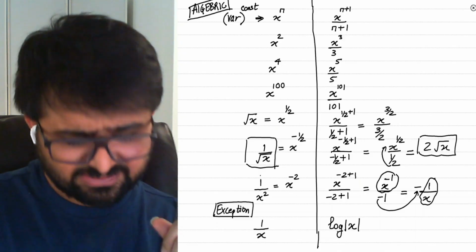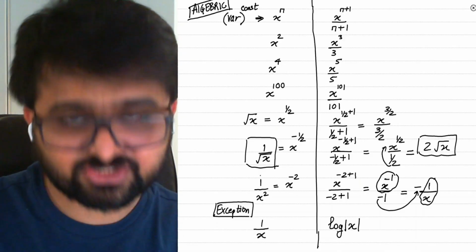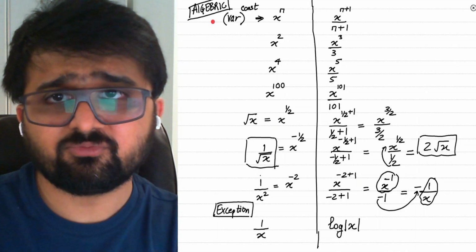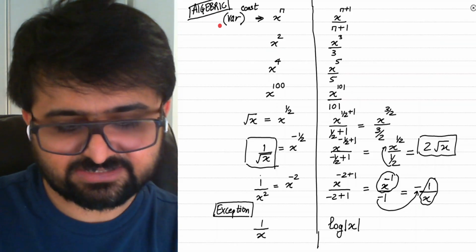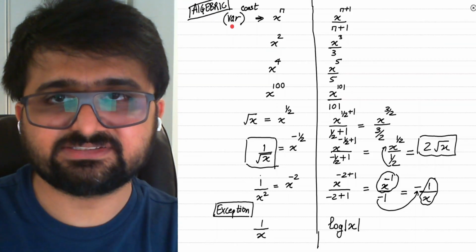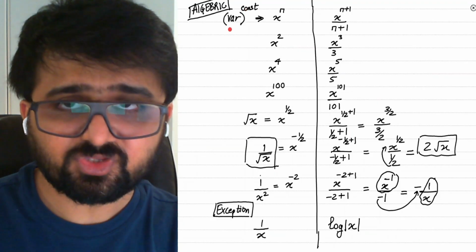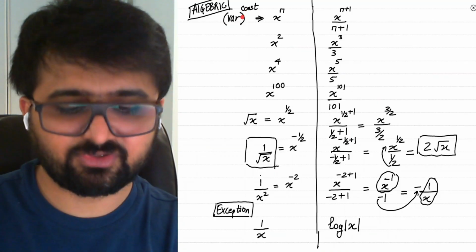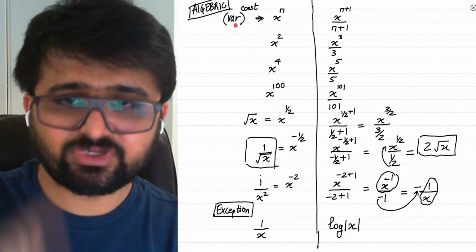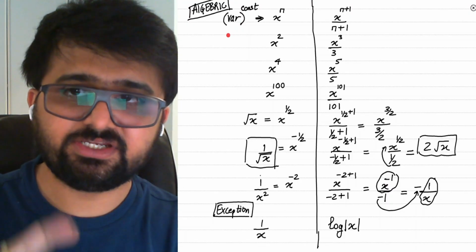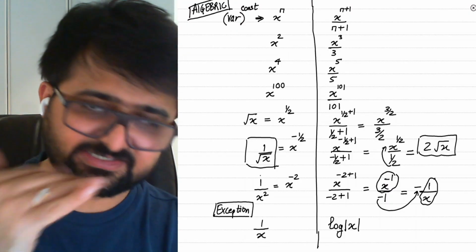All right, now let's move on to exponential. Remember that when we discussed algebraic, I specifically mentioned that algebraic is something which is variable to the power constant. Algebraic is variable to the power constant. Exponential is constant to the power of variable. It's the reverse.